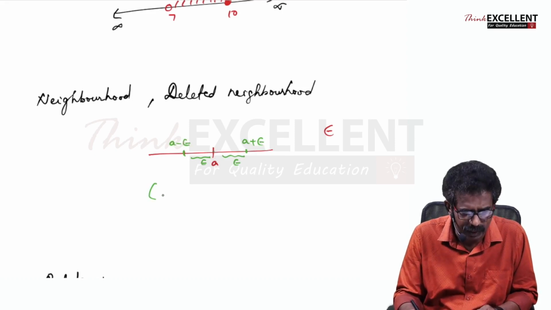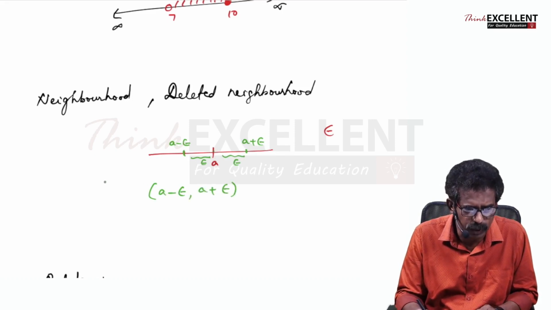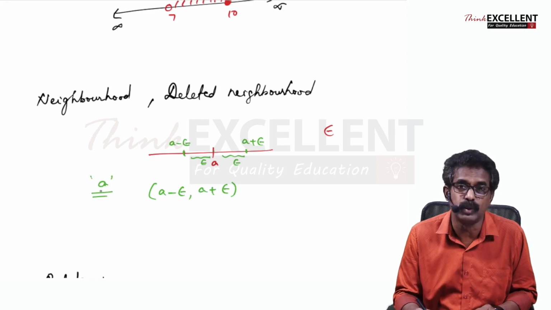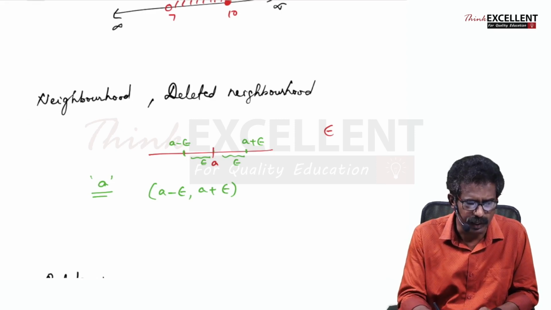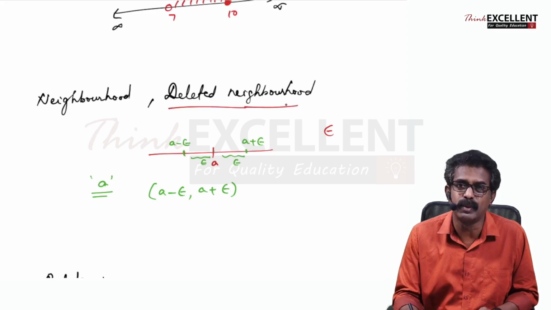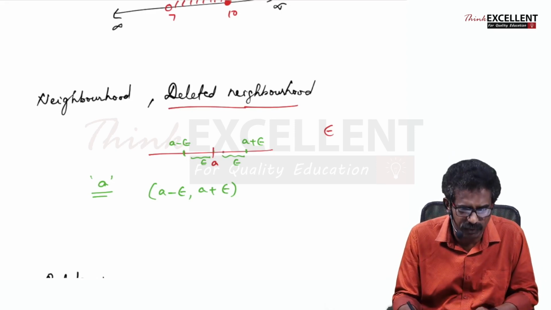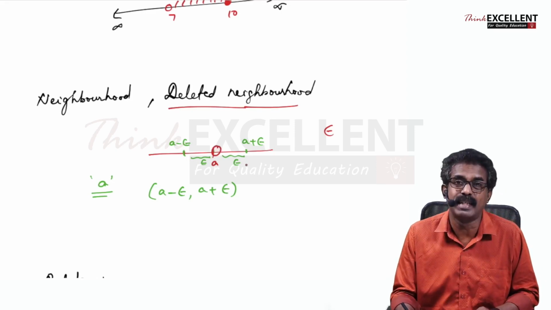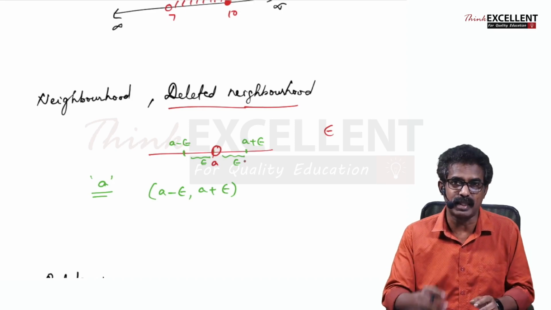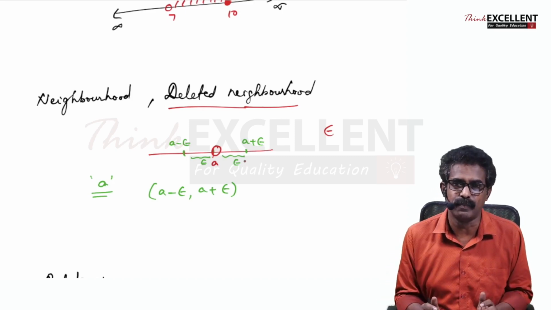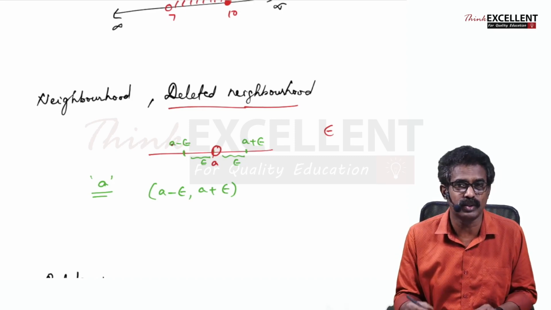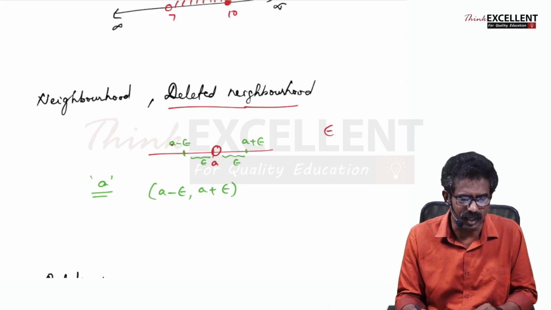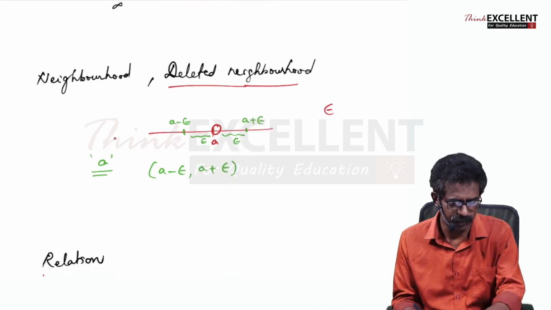So this interval, A minus epsilon to A plus epsilon, is called a neighborhood of the point A. It's an interval which contains that point, and that is called a neighborhood of that point. Then another one is there, the deleted neighborhood. Deleted, you should delete something, right? If you delete that A, then that neighborhood we call the deleted neighborhood. That particular point is not there, all other things are there. A minus epsilon to A plus epsilon, except A. Removing that A, we call it a deleted neighborhood.